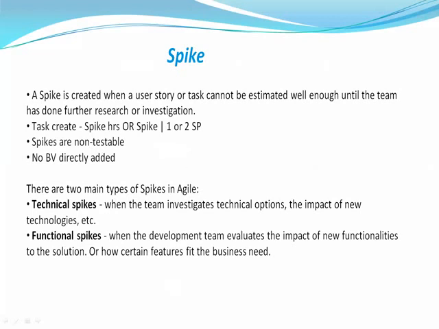The spike is actually created when a user story or a task cannot be estimated. That means estimation is a separate topic. For example, if the team is not able to understand properly, or is not having a clear idea on what the user story is, and they need to do some investigation or further analysis or research, then they will do a spike story.